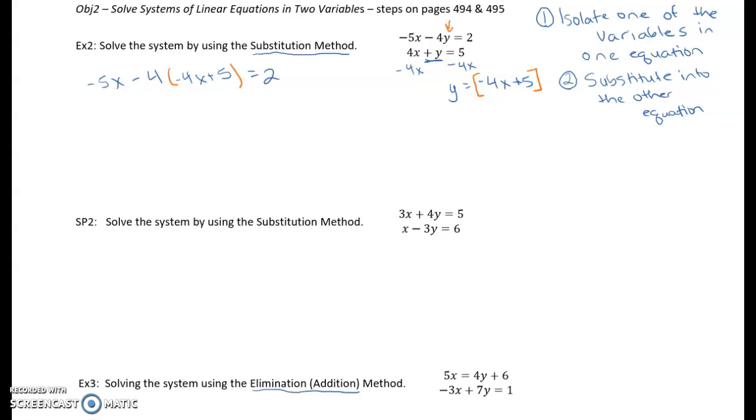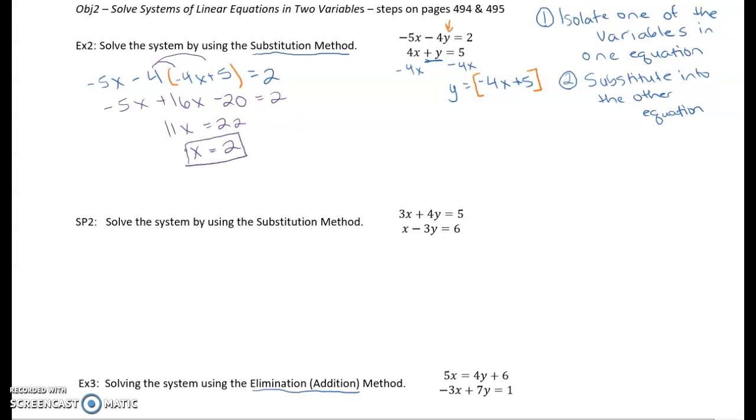We can only solve for one variable at a time. So we have to isolate it down to one variable to be able to solve. And then we'll solve for x, so negative 5x plus 16x minus 20 equals 2. That'll be 11x equals 22. So x equals 2.